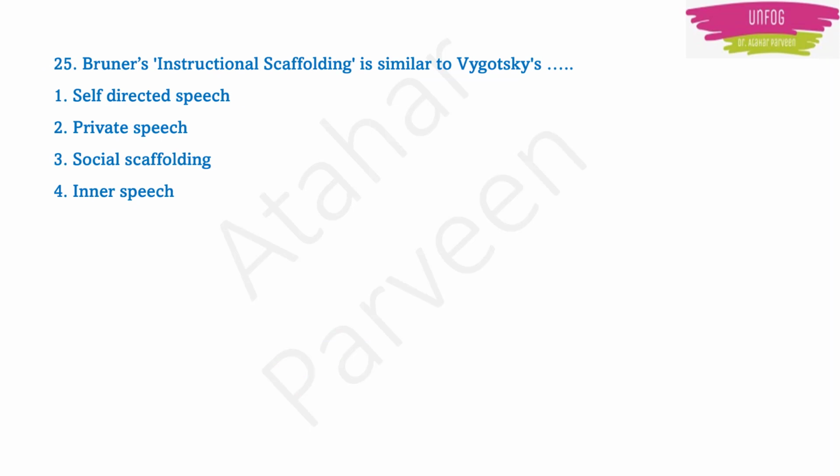Next, question number 25. Bruner's instructional scaffolding is similar to Vygotsky's. So they are comparing instructional scaffolding of Bruner to Vygotsky's what? They are given four options: self-directed speech, private speech, social scaffolding, inner speech. So it's a very common question wherein anyone can give the correct answer. The correct answer will be social scaffolding. See, scaffolding, instructional scaffolding, social scaffolding, and they are comparing the type of scaffolding of Bruner and Vygotsky. Okay.